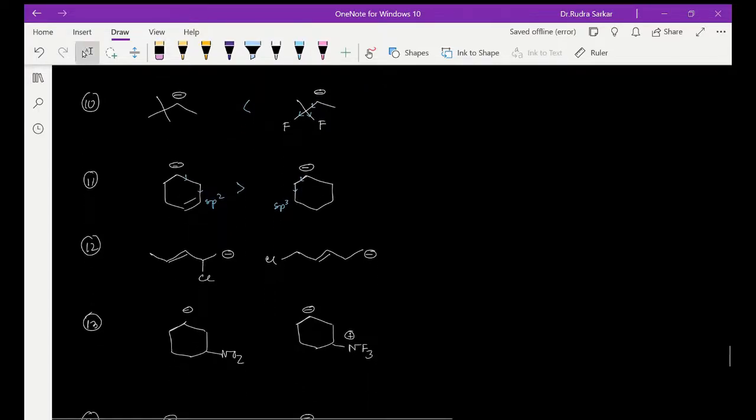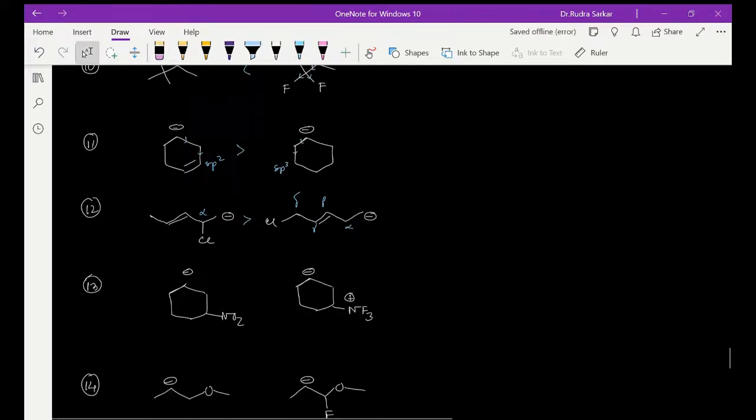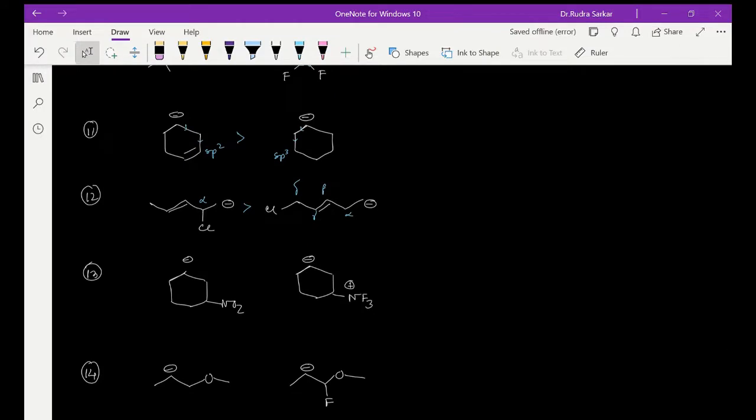Here the chlorine is lying in the alpha position, whereas in this is alpha, beta, gamma and delta. So in the delta position the chlorine inductive effect is very less, because inductive effect operates only till 3 carbons. So over here we will say when chlorine is joined to the alpha carbon, that will be showing more carbanion stability than when it is joined to the delta carbon.